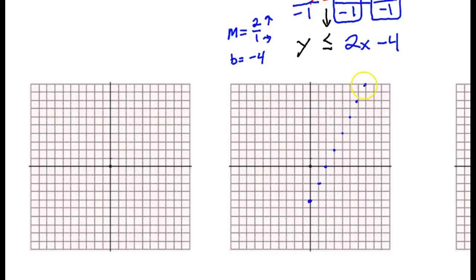This time it's a solid line. Draw a regular line here. Solid. And we know it's shaded below. Shaded down. So at any point on the line, go straight down. That's the side that you need to shade.